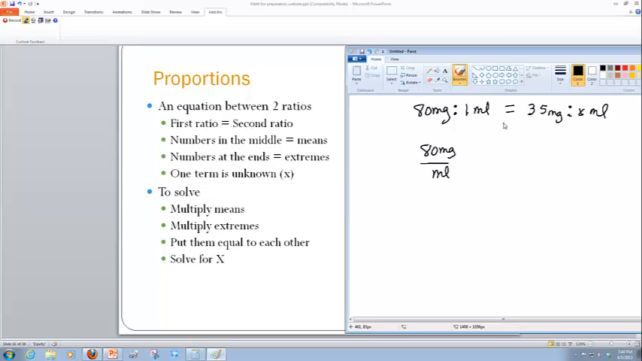The means are the two numbers closest to the equal sign on both sides, 1 milliliter and 35 milligrams. The extremes are the numbers on both sides of the equal sign furthest away, 80 milligrams and X milliliters. So multiplying the means, we have 35 milligrams. Multiplying the extremes, we have 80 milligrams times X. Solving algebraically for X, we divide both sides by 80.